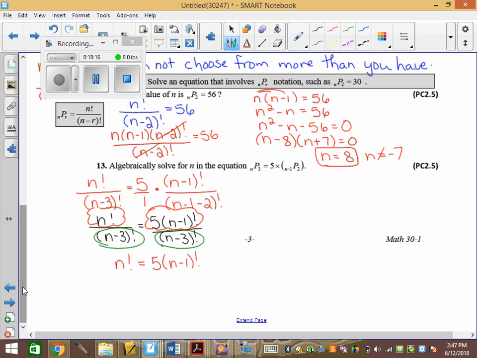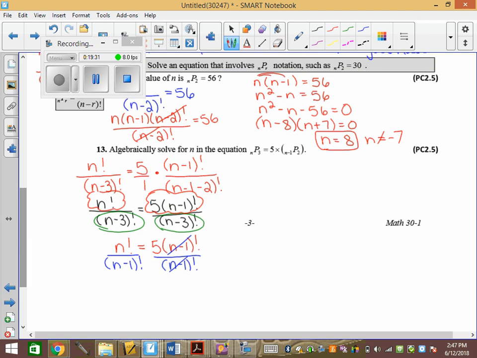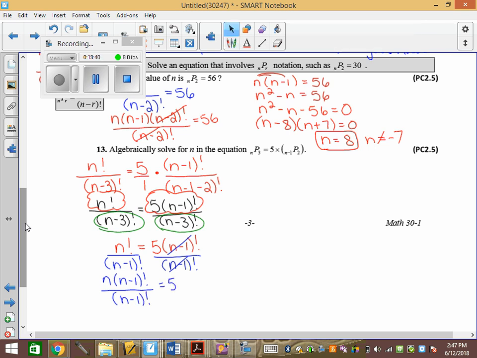Dividing by 5 isn't going to get any n's near it. Divide by the n minus 1. Then I can expand my n factorial out to (n minus 1) factorial over (n minus 1) factorial equals 5, and then life just got easy. Done.